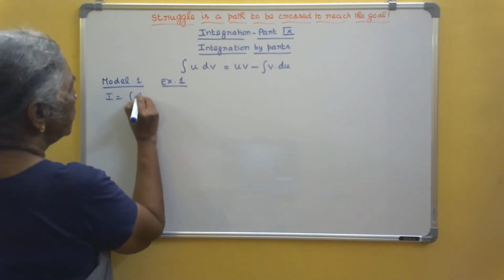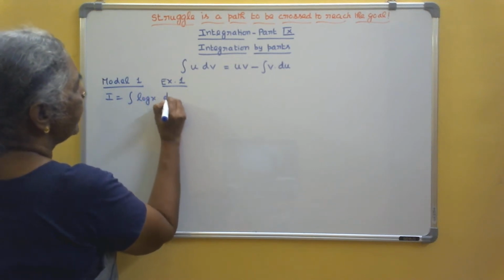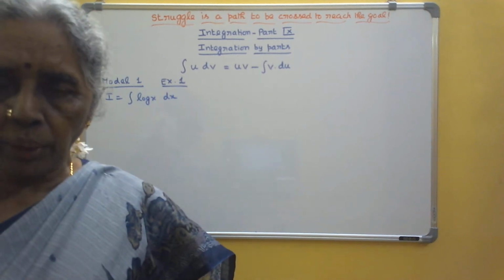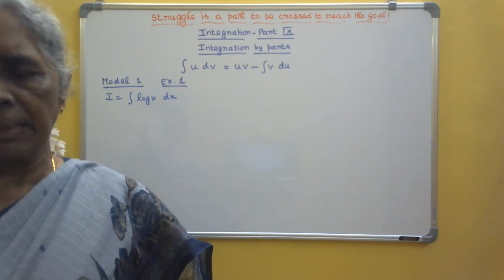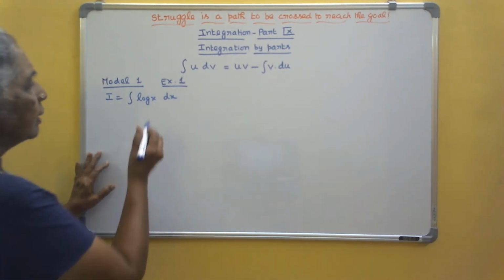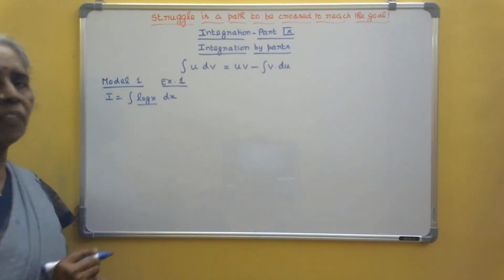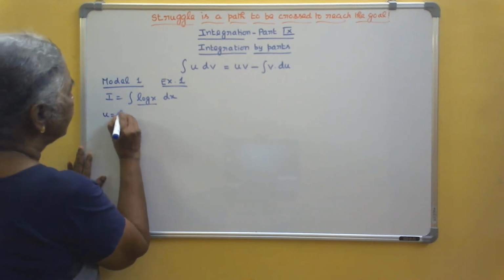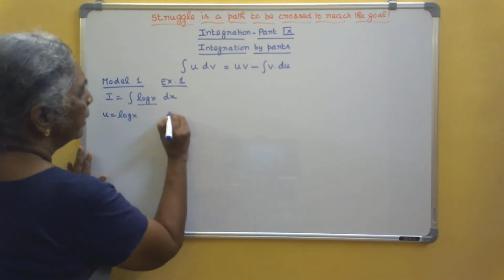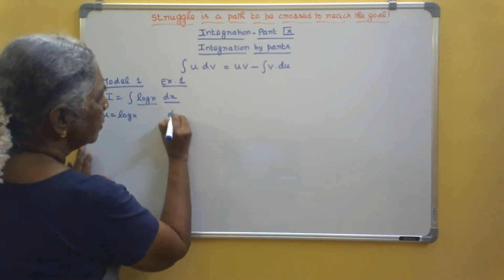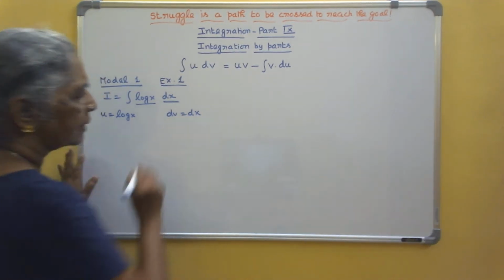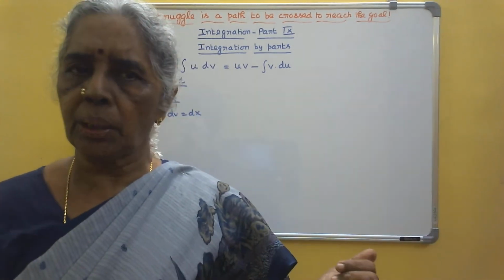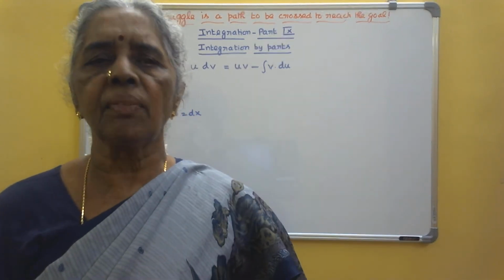I is equal to integral log x dx. Already I told you there is no direct formula, so we are going to use this method and get the answer. Here the log x is the only part of our integrand, so that will be our u function. So write u is equal to log x. So only dx remains, so dv is equal to dx. Now you have to differentiate u to get du. You have to integrate dv to get v.